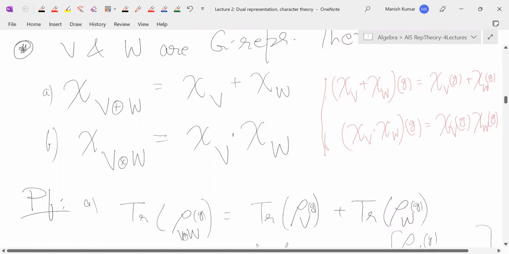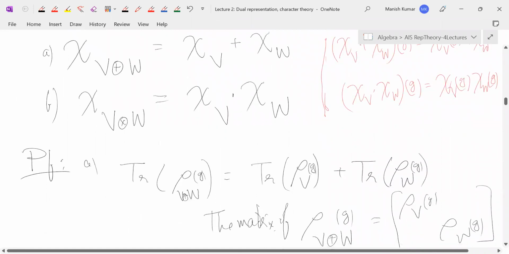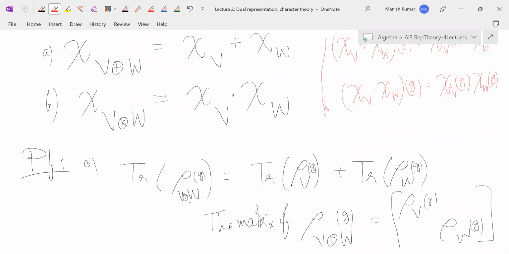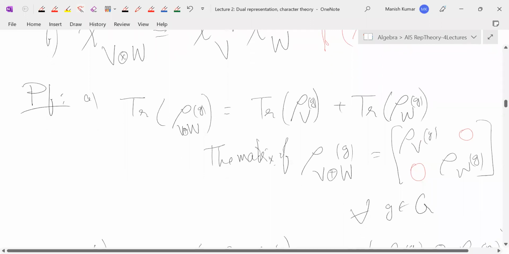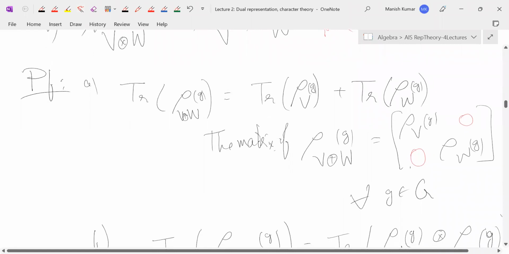So remember, we saw what the matrix of rho of g with respect to V plus W is. It's a block diagonal matrix. So you put rho V of g here and rho W of g here and zeros elsewhere. This is how the matrix of the action of G on V plus W looks. The trace of this matrix is going to be the same as the trace of this plus the trace of this. So it just follows from recollecting how the action on V plus W is given by the representation.